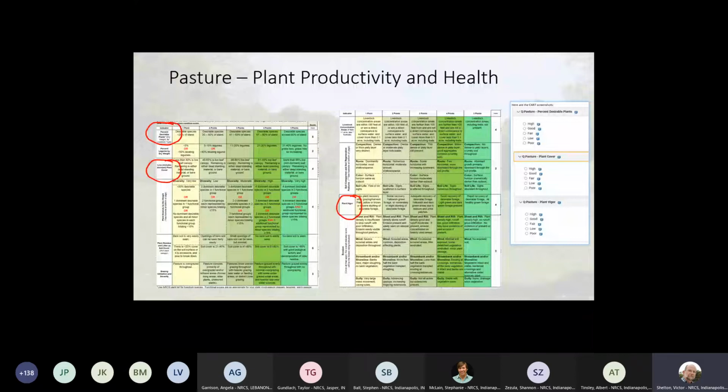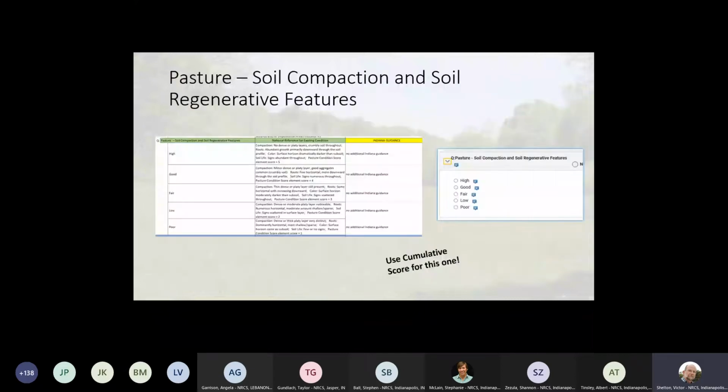For this question, it may not always come up, you want to use the overall score for the soil compaction and soil rigidity features again. And it's pretty much a guide, use that as a guide to answer the question. These are pretty easy. I don't think you're going to have any problems answering these questions for the most part.